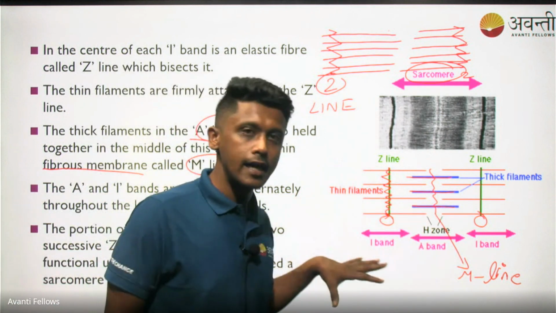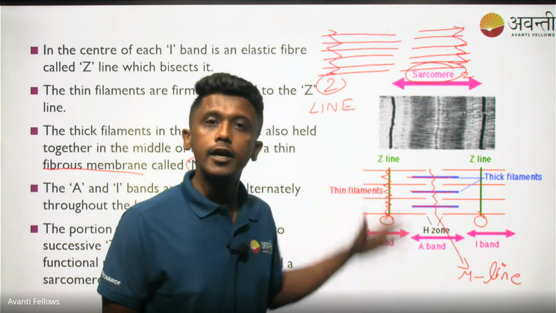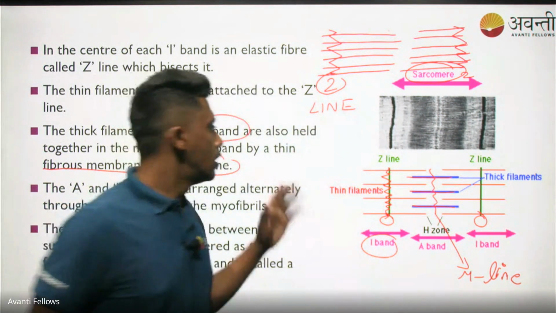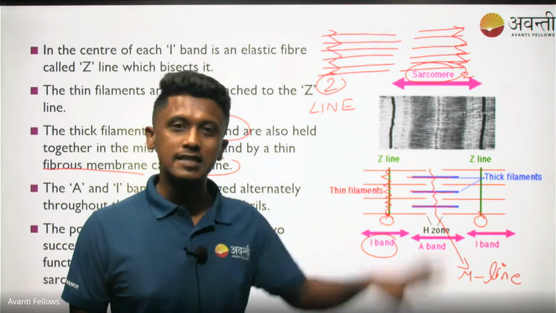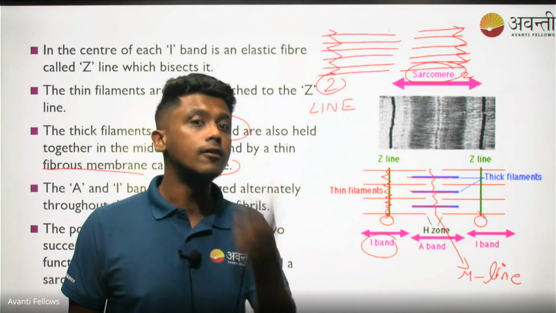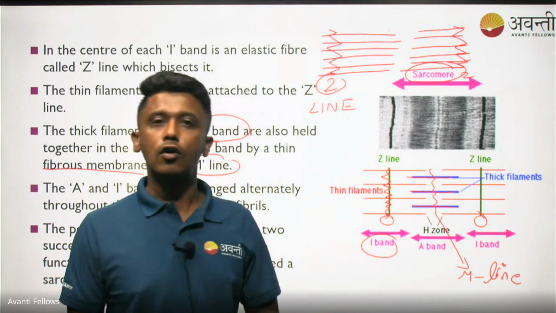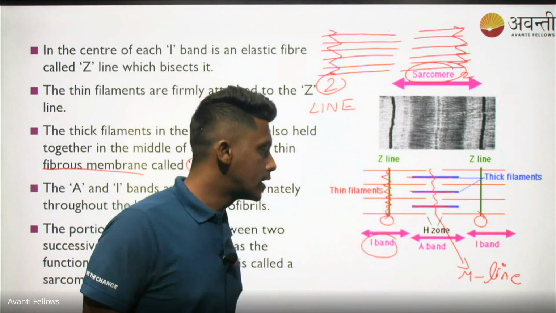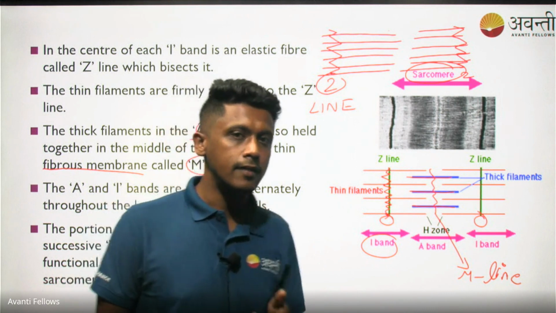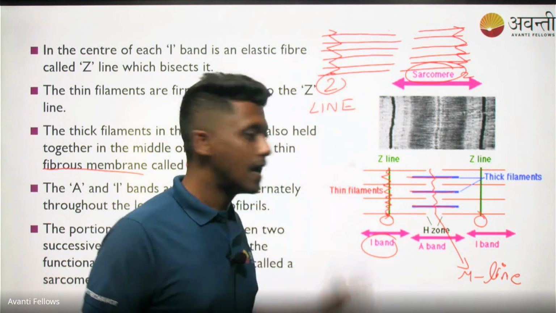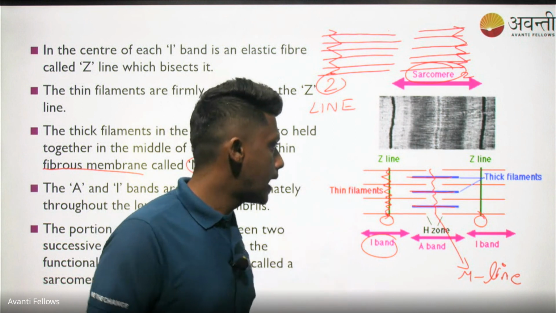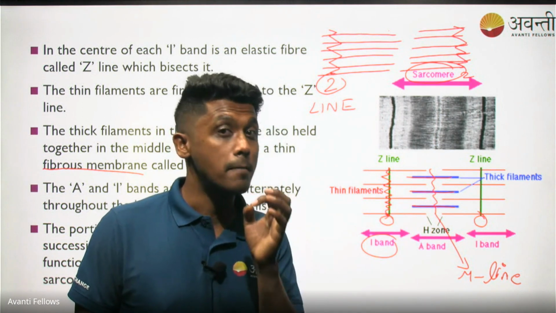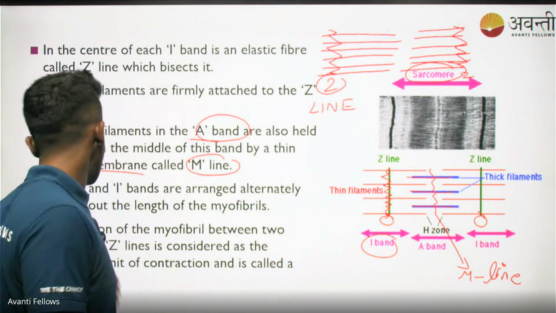Who holds the Z line? What does the Z line hold? It holds the isotropic bands, or I bands, or actin bands. Whereas in the center, what do we have? We have thick filaments, and these thick filaments are called myosin filaments. And these myosin filaments are held together by a very, very thin membrane. Remember, the Z line is an elastic band, whereas the M line is a very thin fibrous membrane.